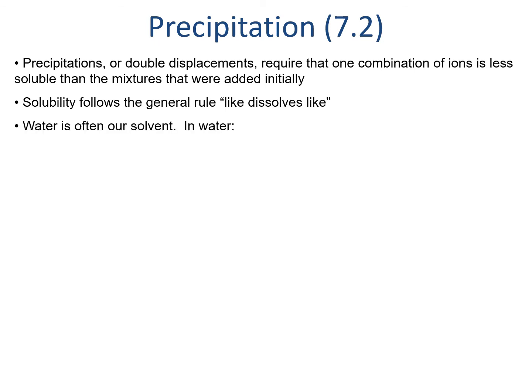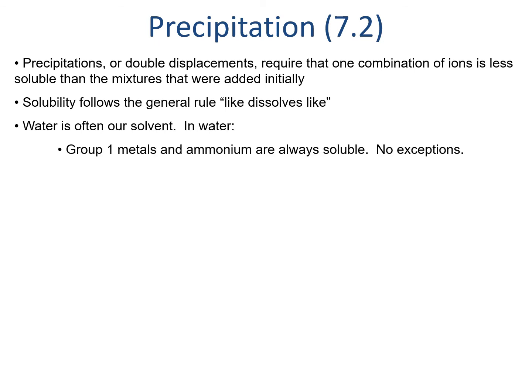Since water is our most common solvent, we should know some general rules for water. First, group 1 metals and ammonium are always soluble without exception. This makes sense because a +1 charge on the metals can easily interact with water, and ammonium can actually share its hydrogens with water in addition to having a +1 charge.